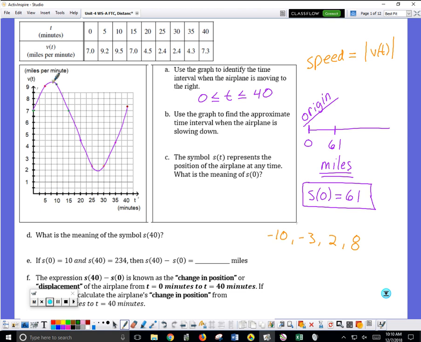stop right here. So about time equals 7.5, until about here, which is about time equal 27.5. The velocity is, say, 9, 8, 7, 6. So the speed is 9, 8, 7, 6. So the plane is definitely slowing down on this time interval.